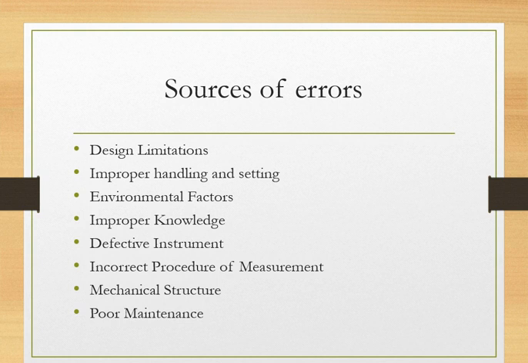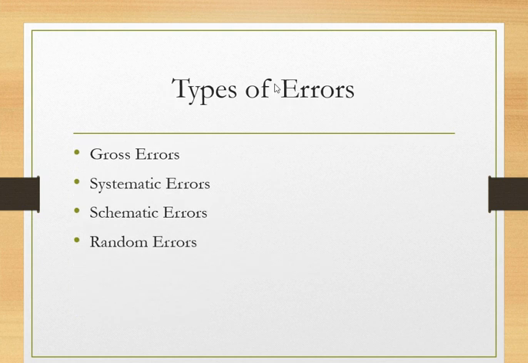Then next we have to see the types of errors. Which types of errors are there? The broad classification of errors can be gross error, systematic error, or random error. Okay, so let's see them one by one. First of all, we have to see what we mean by gross error.